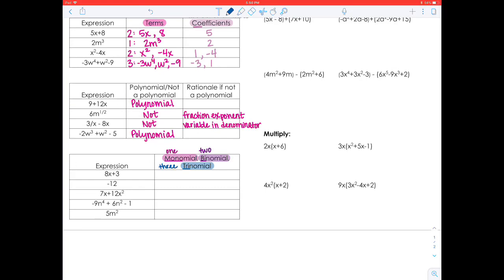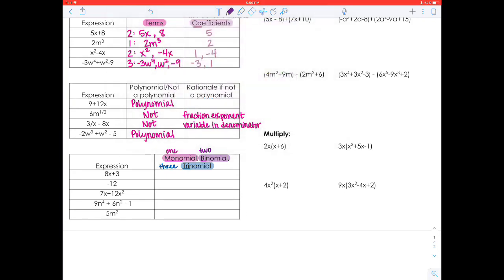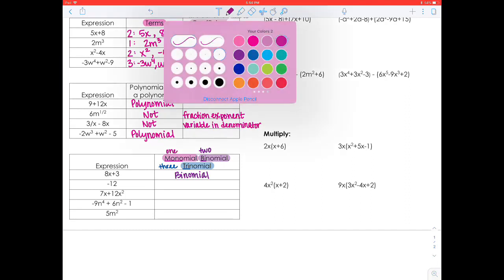Okay, so let's classify these based off of the number of terms that they have. So first, we have 8x plus 3. Well, we've got 2 terms there, so this is a binomial, which is what is referenced in your entry doc. Okay, next we have negative 12. That is 1 number, 1 term, so that's an example of a monomial.